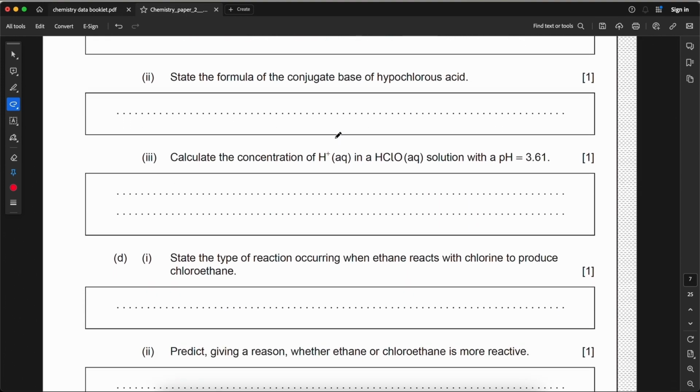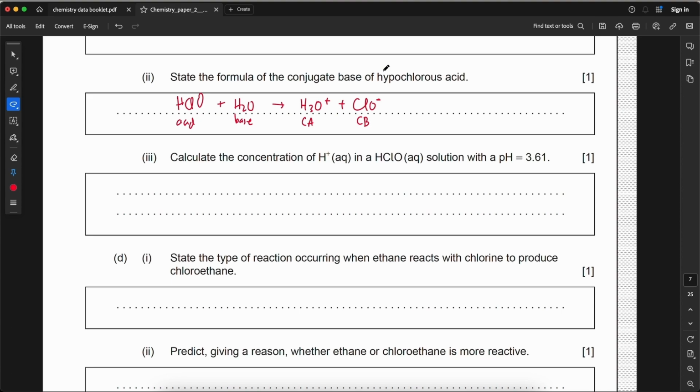State the formula of the conjugate base of hypochlorous acid. So hypochlorous acid, HClO, when it reacts with water, will produce H3O+ and ClO-. So this one donates a proton, so it reacts as an acid. This one acts as a base, this one is the conjugate acid, and this one is the conjugate base. So the conjugate base of hypochlorous acid is ClO-.